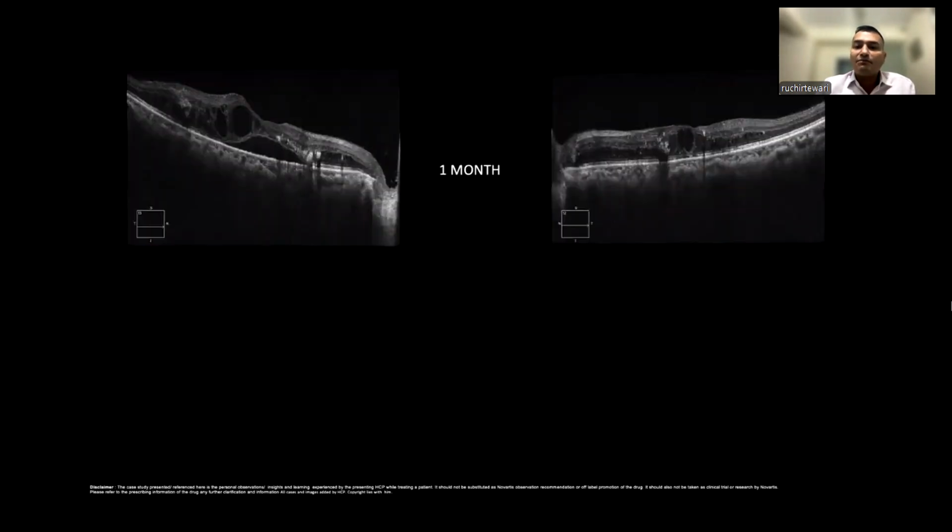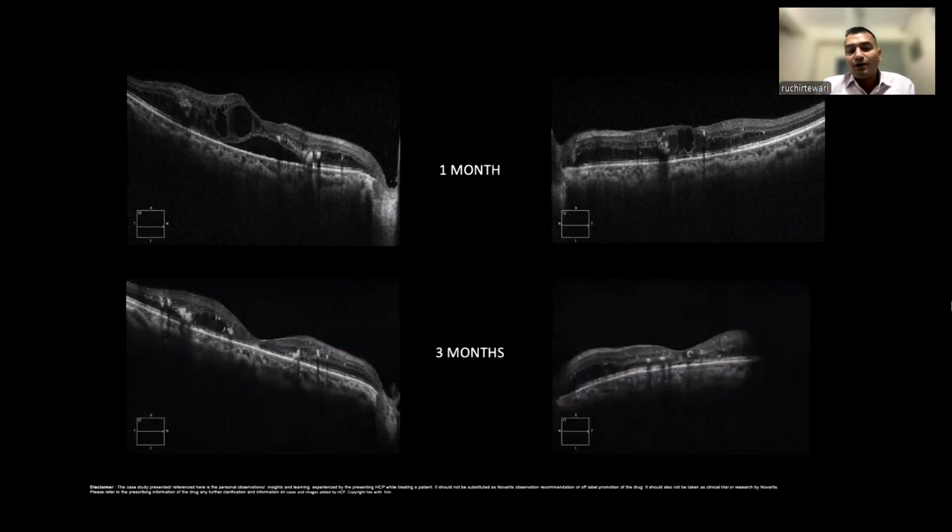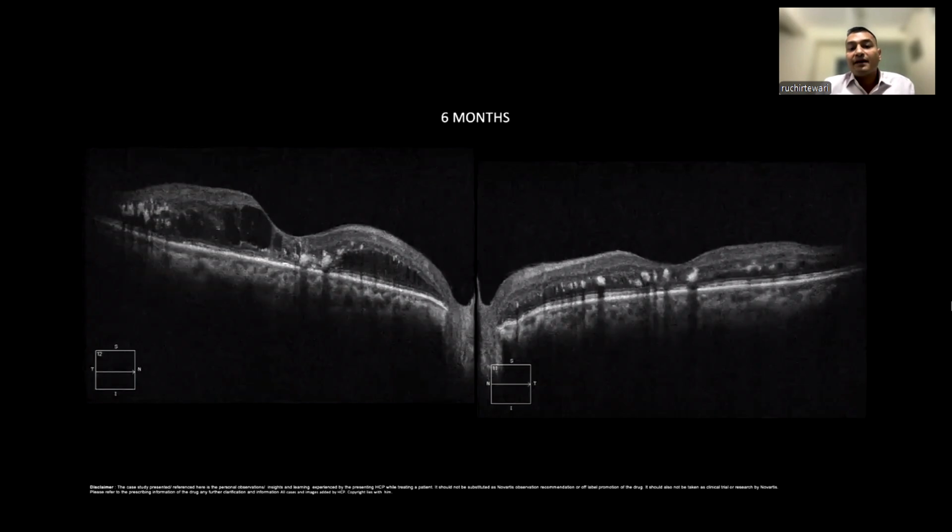This is after 1 month. The right eye again seems not to have responded much. But after 3 months, as you can see, all the fluid has gone away. This is after 6 months of 1 brolucizumab injection, and the patient has now received the second injection in the right eye. The left eye is still under observation.